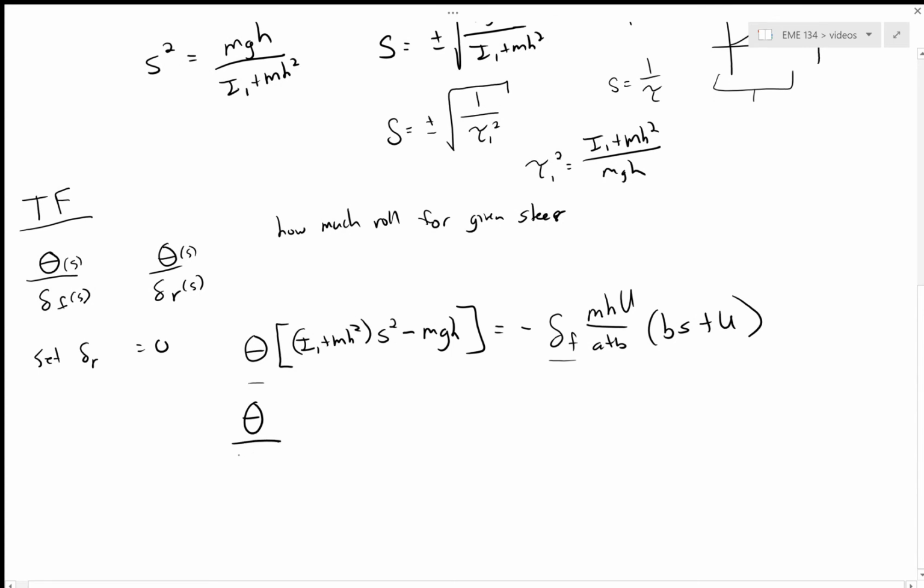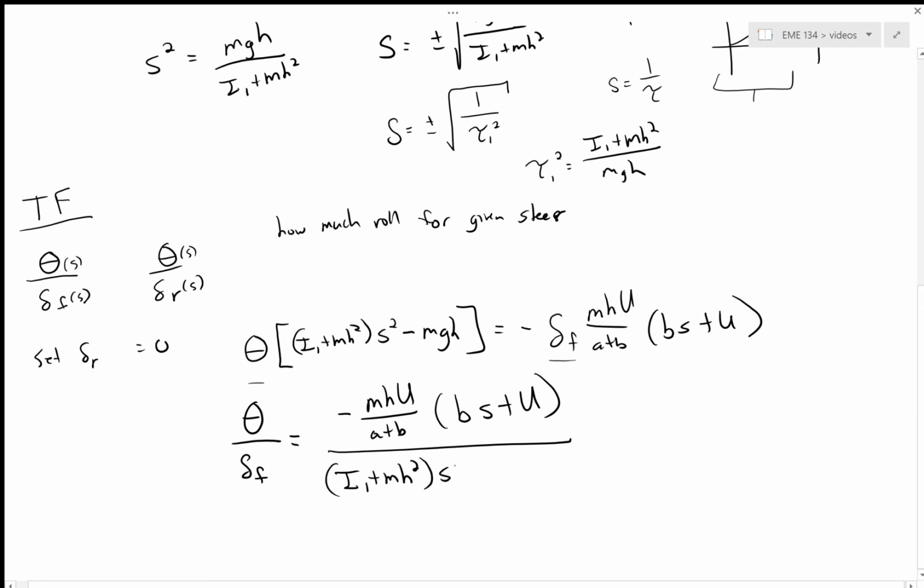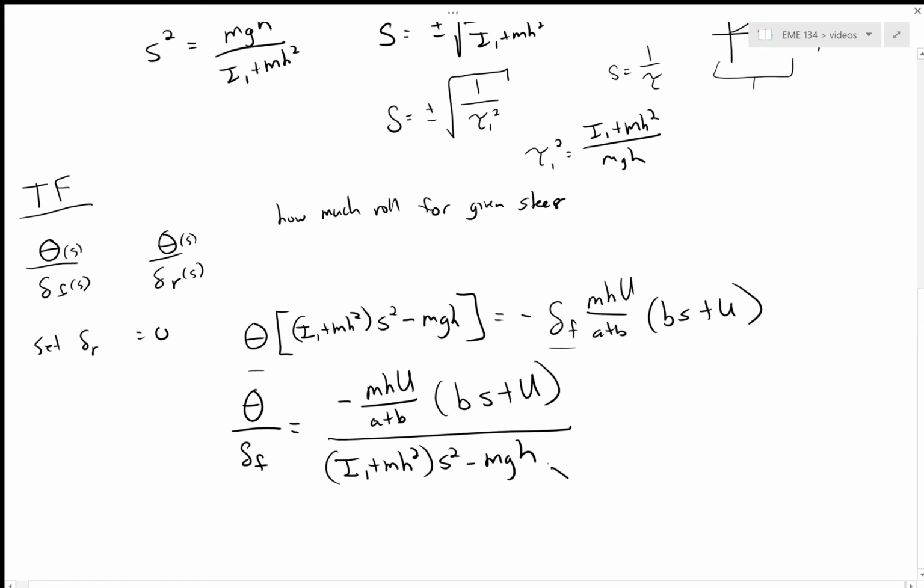So theta over delta f then equals negative mhu over a plus b times bs plus u, all over I1 plus mh squared s squared minus mgh. So we find what we expect. We see that we have the characteristic equation in the denominator, and then we have a polynomial only to s to the 1 in the numerator.